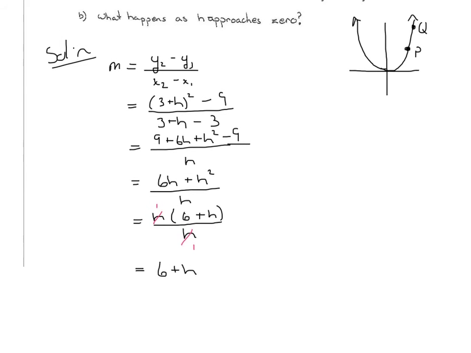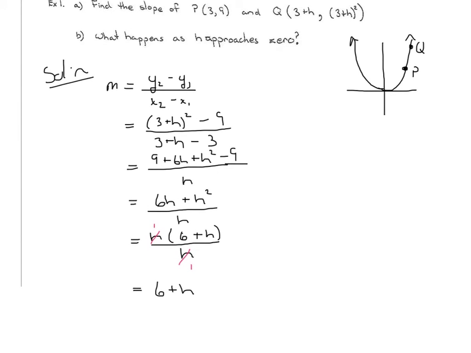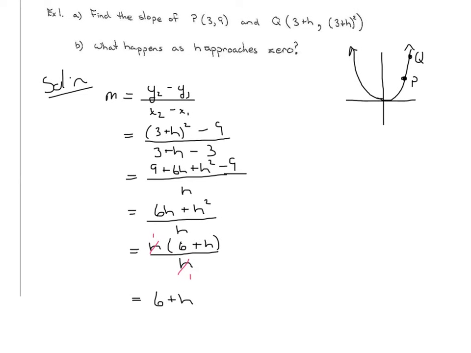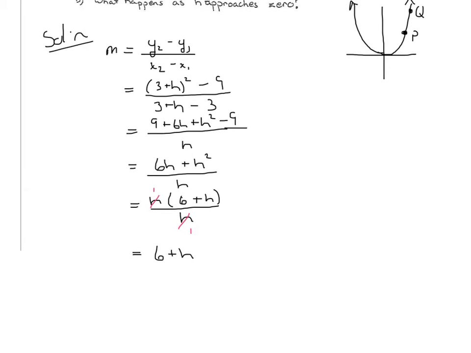Now of course, if we look back to our question, so there's our general slope, and it's still general because we had that h variable in there, because Q can be anywhere. Now what happens? So in part B here, what we're looking at is what happens when we take the limit of h approaching 0 of this now slope, which is 6 plus h. And we're looking at what does it become.